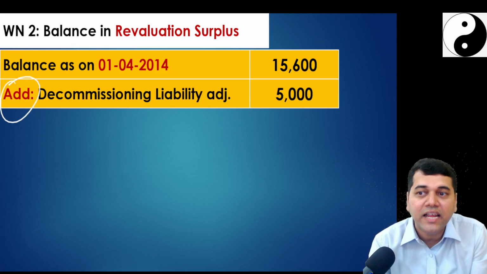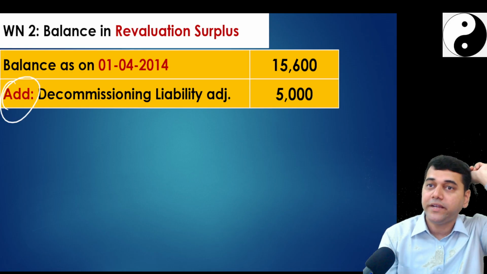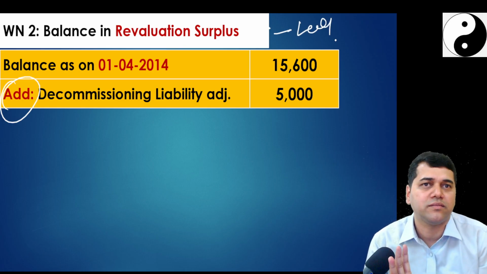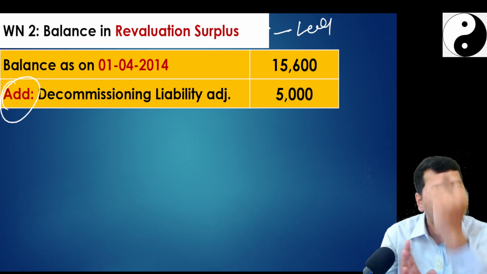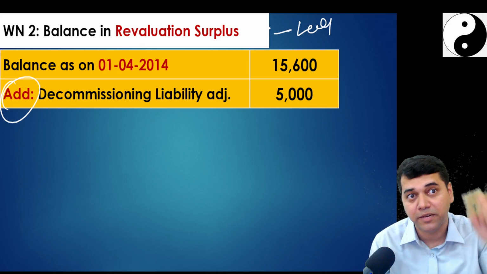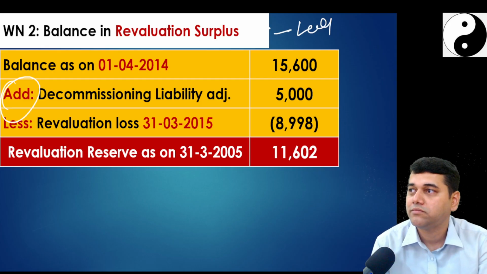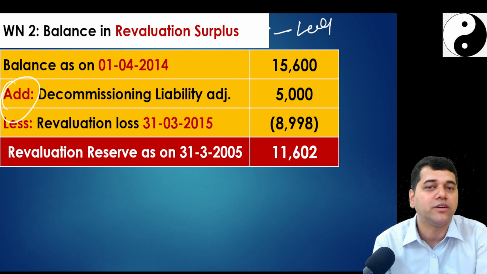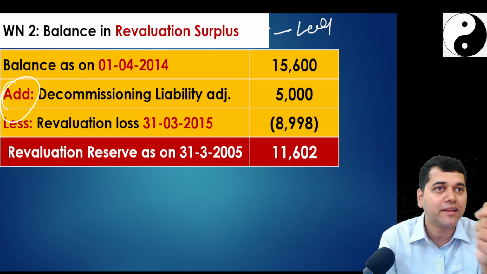See, this add and deduction in FR comes from the journal entry, debit or credit, for this ledger balance. Revaluation surplus is a ledger balance. Whether you are going to add it or deduct it comes from the journal entry, debit or credit. So you deduct the revaluation surplus here, you get 11,602. You should not confuse here. Should I add or deduct? Think journally. I told you, it's like a lamp in the darkness.